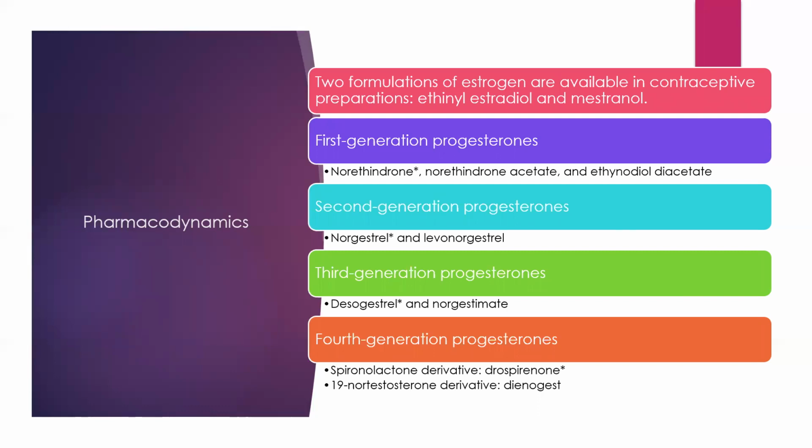So first generation progestin that we have is norethindrone. Who has that one? Norethindrone has a lot of kinases.